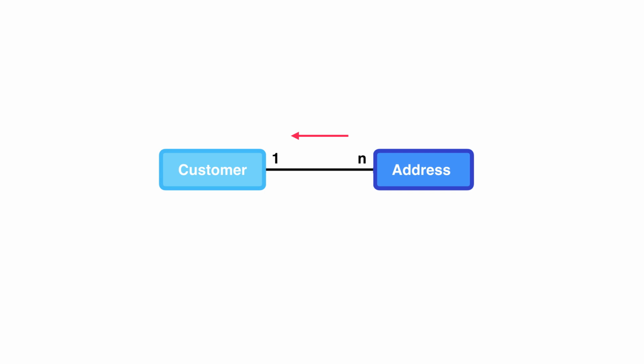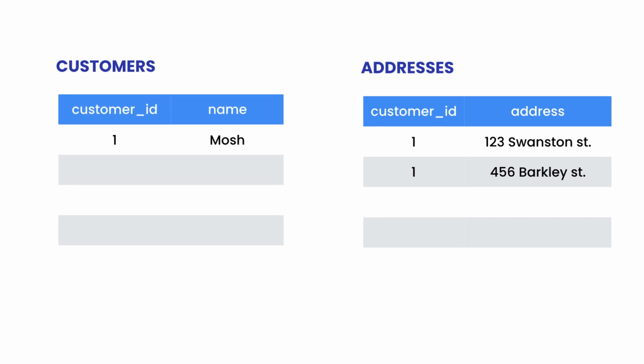Now we convert this logical model to a physical model. We end up with 2 tables, customers and addresses. The customer table has columns like customer ID, name, and email. So the shipping address column no longer exists here. Now we have a separate table for it.